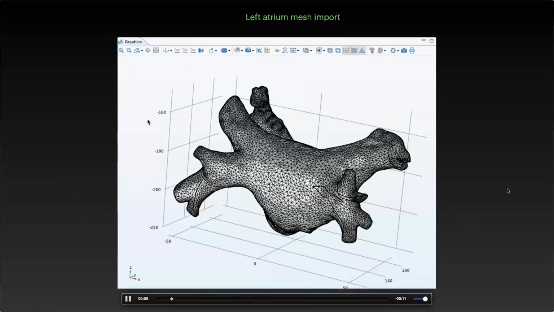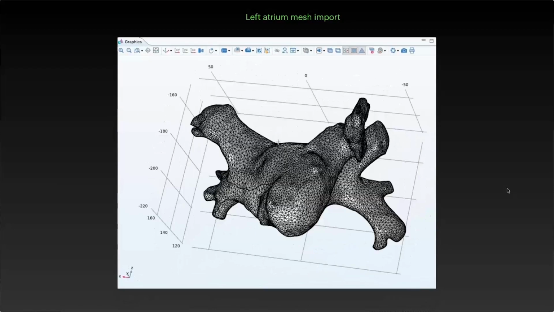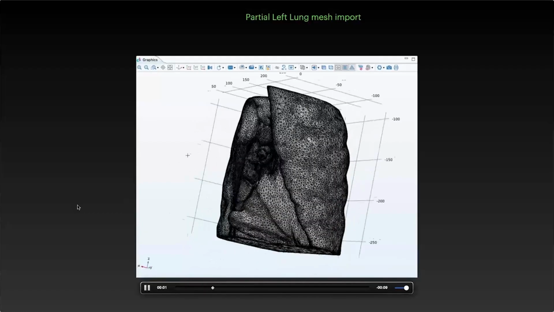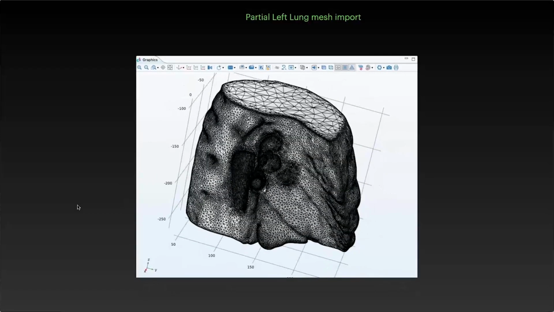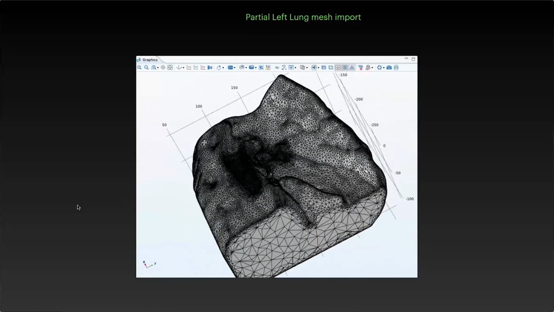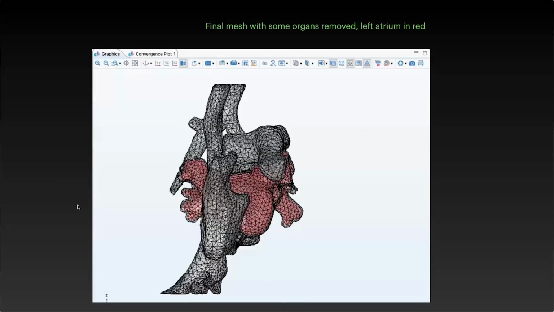This is how the left atrium looks after it was imported into COMSOL. Very nice operation. The lung is very important for us to look at, to see any damage in the lung or what the currents are doing in the lung. There are a lot of vessels, of course, going into the lung. That was something to mesh. And here's the final mesh, organs removed, and you can see the pool in red.